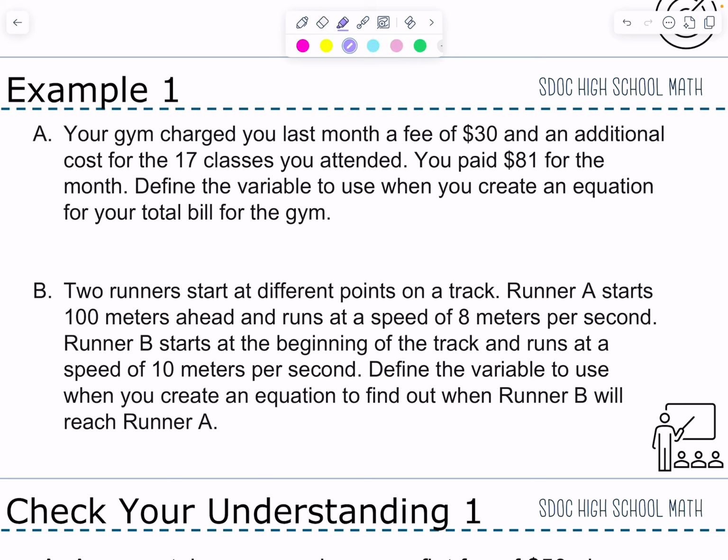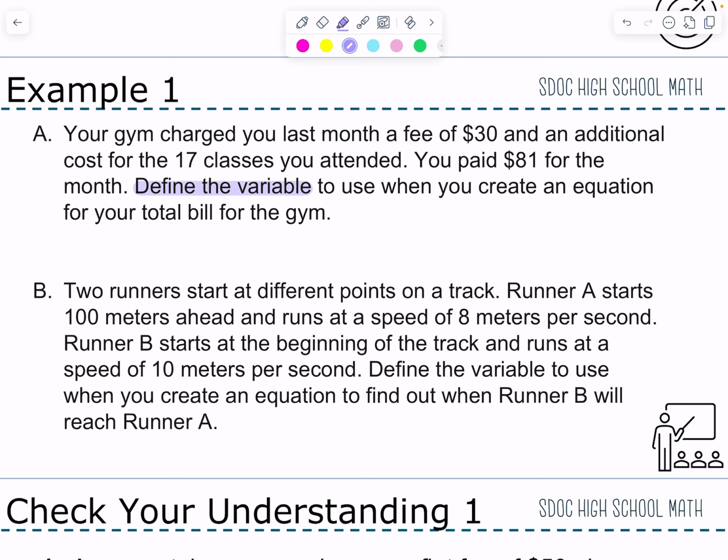So on question A, for example 1, your gym charged you last month a fee of $30 in additional cost for the 17 classes you attended. You paid $81 for the month. Define the variable to use when you create an equation for your total bill for the gym. The only thing they're asking us to do is define the variable.